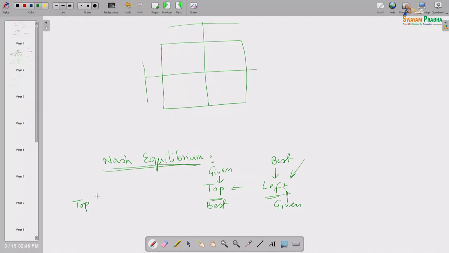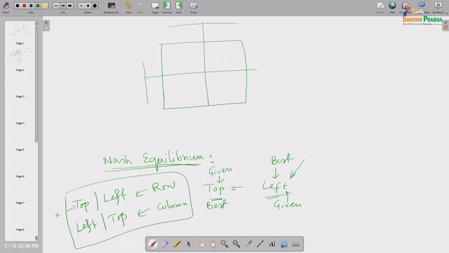So it has two clauses. Top given left, this is for row, and left given top, this is for column. If this is the case, top means the best one here, and left means the best one here. So, the best strategy is top given left for the other, and the best strategy is left given top for this person. If that is the case, then top-left will be a Nash equilibrium. Top is one strategy for one player, left is another strategy from the other player. So it should be satisfied both ways.